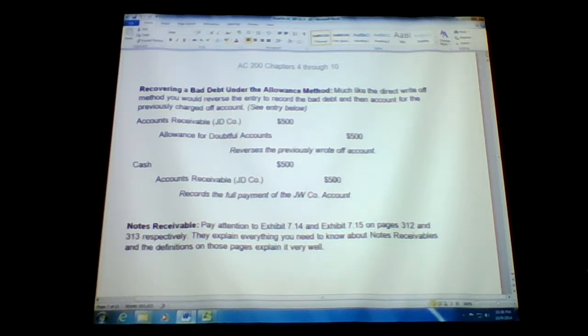For the $500. This records the full payment that is supposed to be from JD Company. My apologies for missing that.